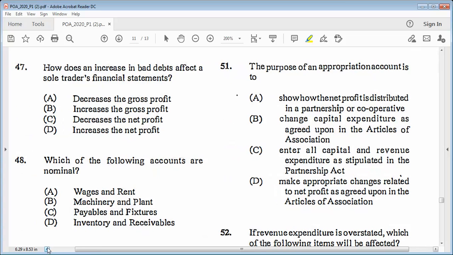Let's go on to 47. Here it says, how does an increase in bad debts affect a sole trader's financial statements? A, decreases the gross profit. B, increases the gross profit. C, decreases the net profit. Or D, increases the net profit. We know it is C. It decreases the net profit.